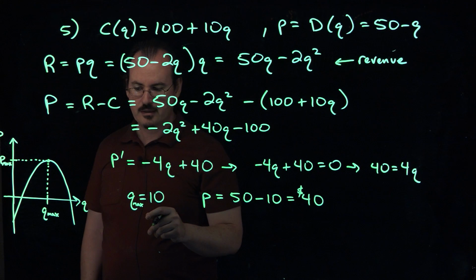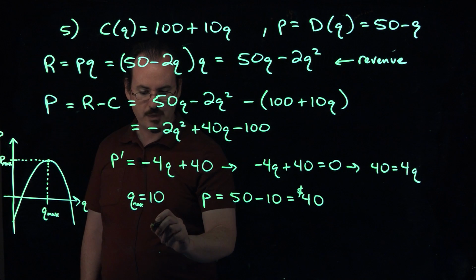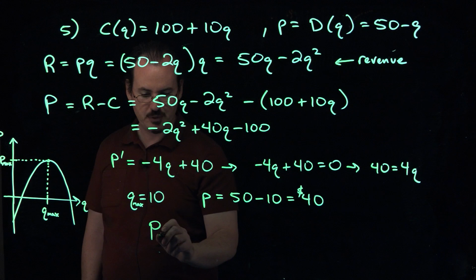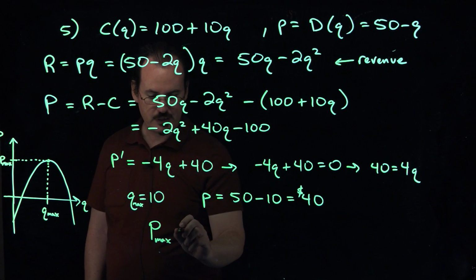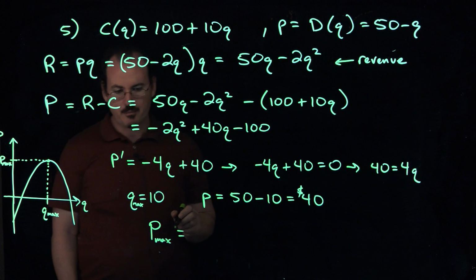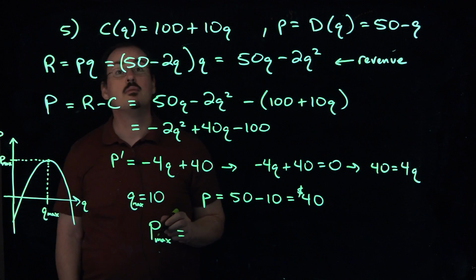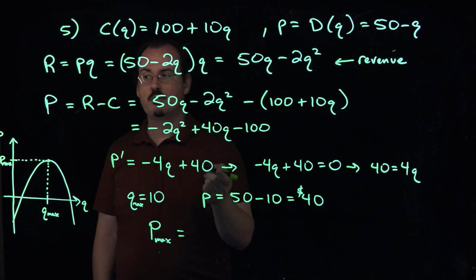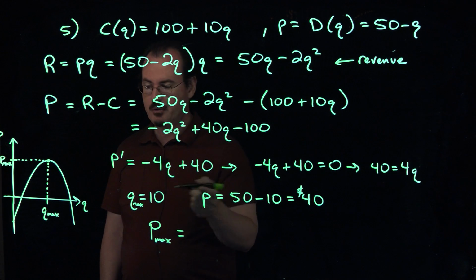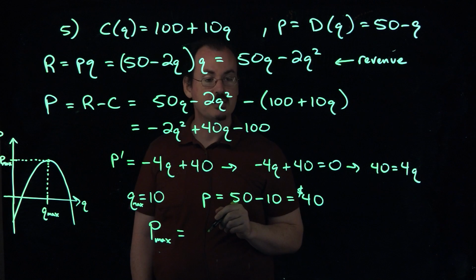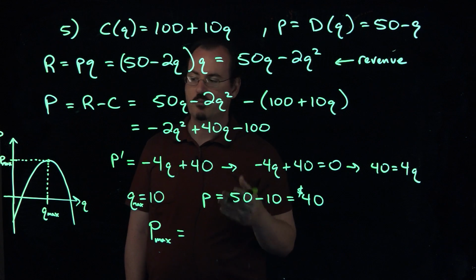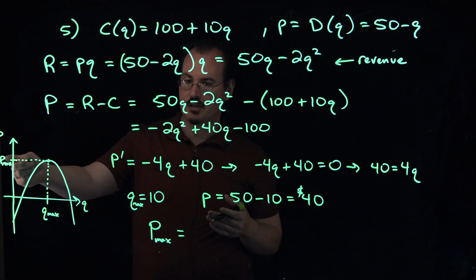Okay, then the actual maximum profit, I'm going to make that big P, so this is P max. Again, that's price, this is profit. Little p, big P. The big P max value, well, how do we find that? We know how many we have to sell. We know that we have to sell 10 to maximize this profit. Well, what will the profit then be? In other words, what's that value right there?